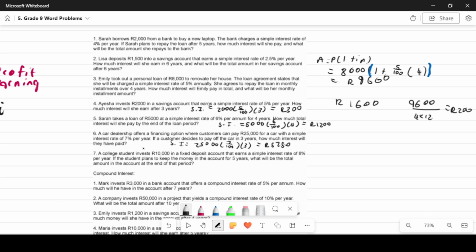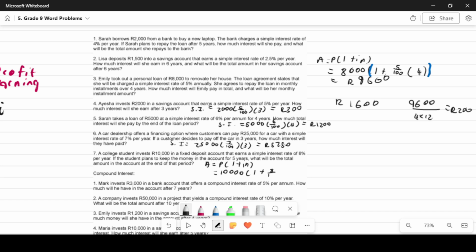A college student invests 10,000 into a fixed account that earns an interest of 8% per year. If the student plans to keep the money in the account for 5 years, what will the total amount in the account be at the end of the period? See, exact same idea. The theory remains the same, but the questions change. However they may phrase the question, it still remains the same.